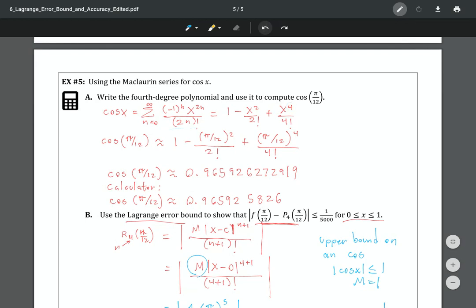Okay. Now to approximate, all I have to do is plug in basically a pi over 12 here and here. Okay, which is what I did on this line. And that gives me an approximate answer, which is right there. Now the more accurate answer, if I put it in the calculator, is this.